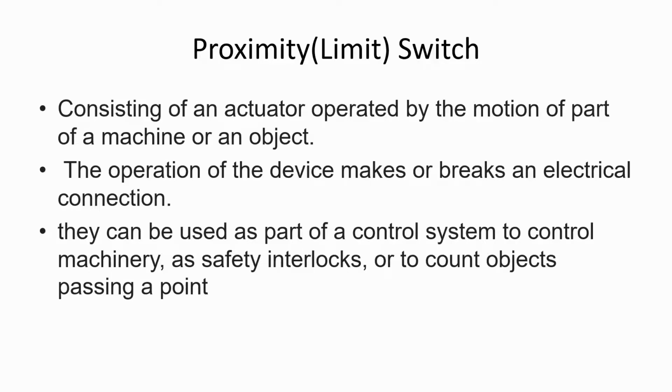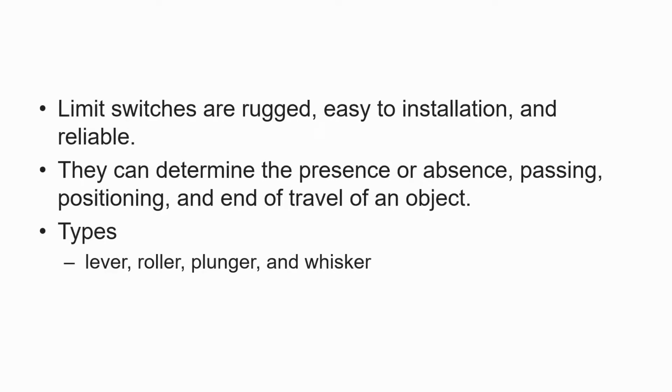They can be used as part of a control system to control machinery, as safety interlocks, or to count objects passing a point. These limit switches are rugged, easy to install, and reliable. They can determine the presence or absence, passing, positioning, and end of travel of an object. There are several types of limit switches: lever type, roller type, plunger, and whisker type.